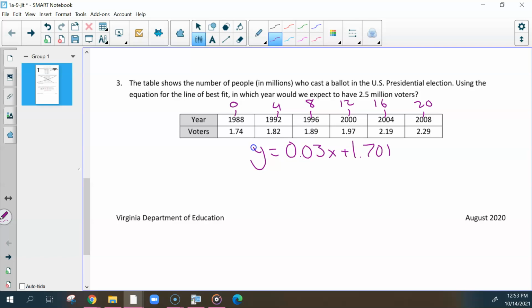The last part of this, it said, in which year would we expect to have 2.5 million voters? Sorry. The 2.5 million is a Y value. So you could have done one of two things. Solve this, put 2.5 in for Y and solve it for X. Or use your calculator, which is what I did.